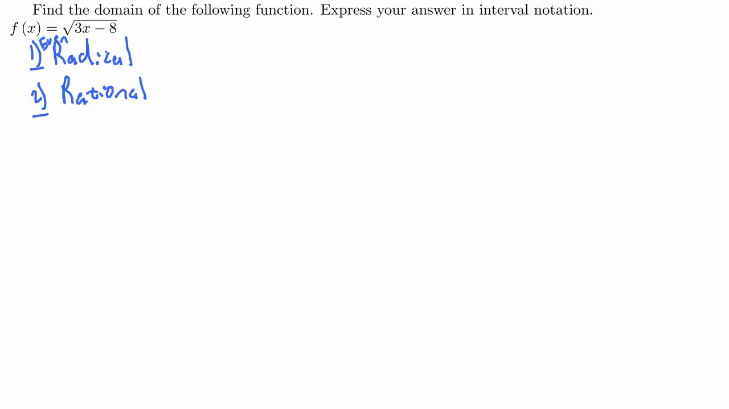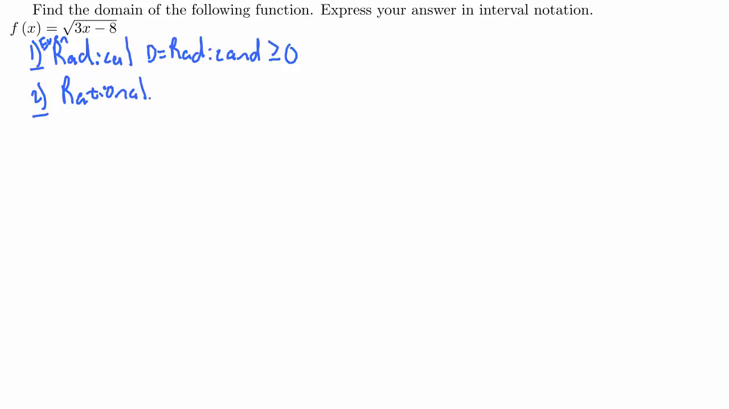And think of it this way. The reason that a radical limits your domain is because you can never take the square root of a negative number. In other words, whatever is underneath the radical, call it the radicand, must be greater than or equal to 0. That would be your domain.